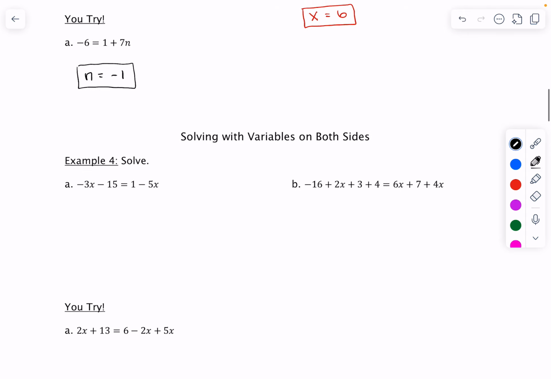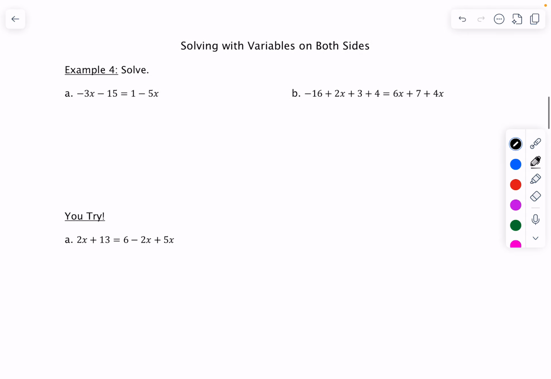What happens if we have variables on both sides? Okay, on both sides. That's going to happen quite frequently, and we need to be able to figure out how to do those problems. So the first step is always the same. Draw your line down the middle, as long as you want it to be. So I've got -3x minus 15 equals 1 minus 5x. I want all my variables on the same side.